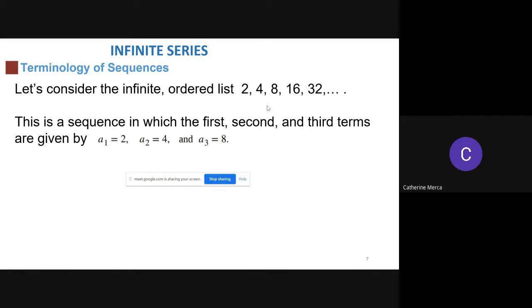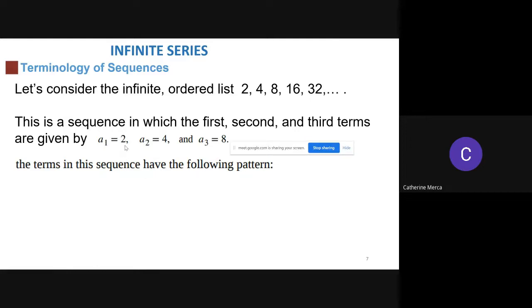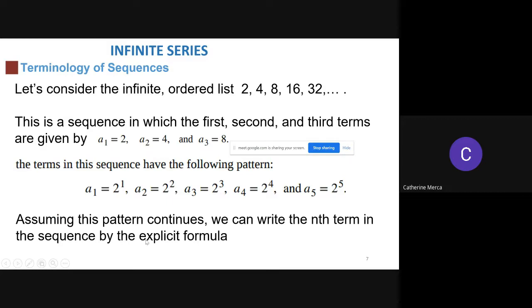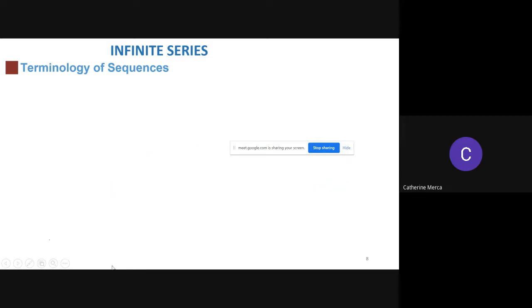So your nth term will be the following. If you notice, your a sub 1 is 2, a sub 2 is 2 to the second power, and a sub 3 is 2 to the third power. So it is of this form. A sub 1, 2 to the 1, a sub 2, 2 to the second power. So we can have an explicit formula for the nth term. And what is that? It is a sub n, which is equal to 2 to the n.